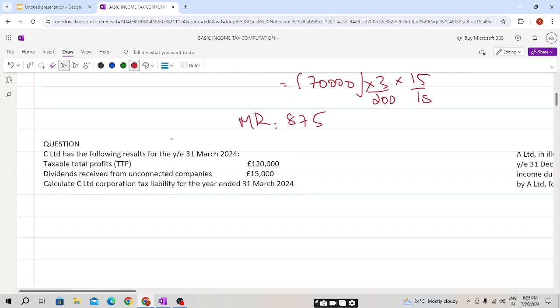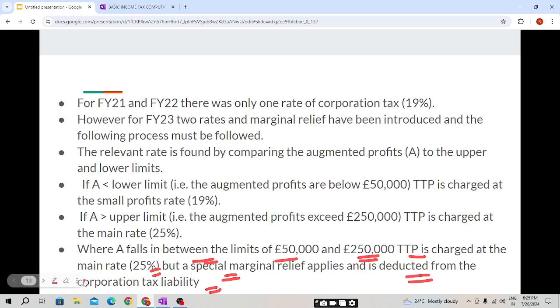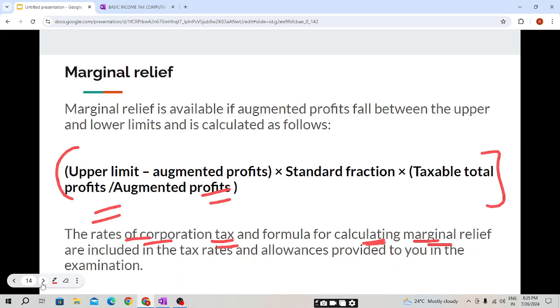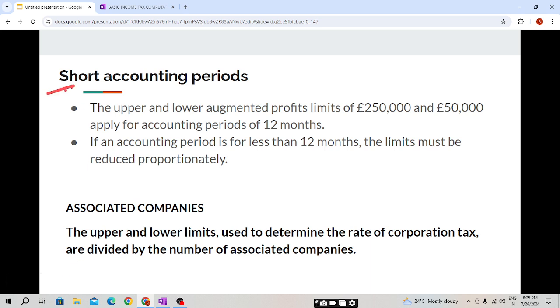Now, students, coming to some specific cases. Marginal relief we have done. Now coming to short accounting period. Corporation tax is charged on taxable total profits of the accounting period. Till now we have seen, students, it is usually 12 months, but now coming to the case of short accounting periods.